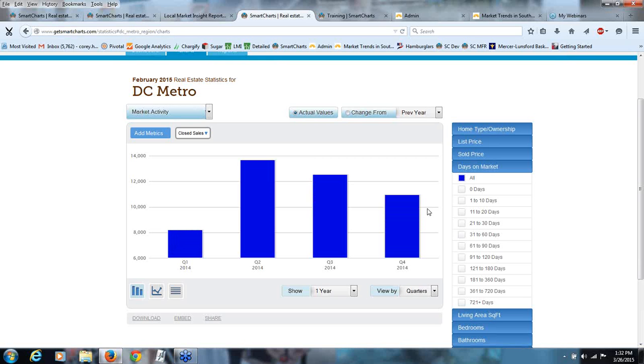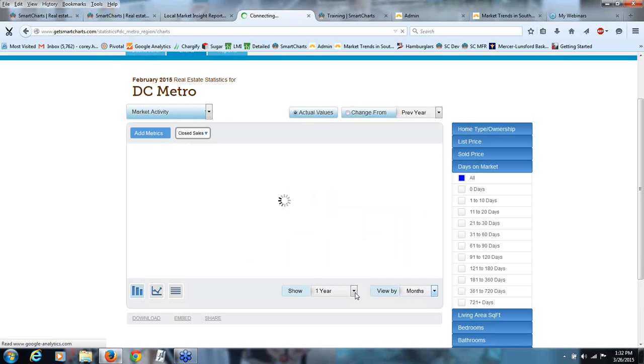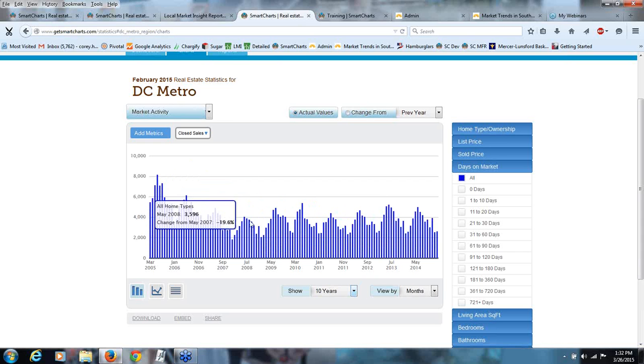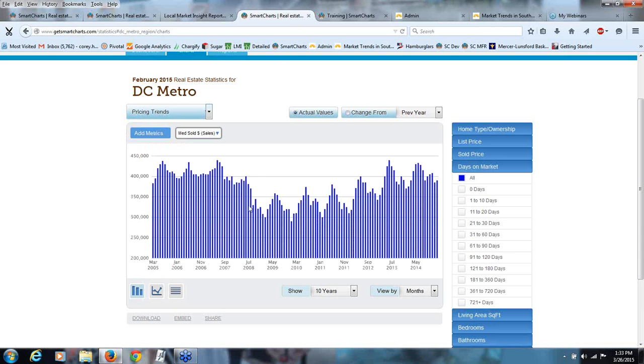If somebody comes to you and says, hey, I'm thinking about selling now, but I want to get some stuff straightened out, maybe I'll wait until November, that'll give me a chance to get everything in place, being able to show them a chart like this over 10 years helps. This is looking at sales over 10 years. Most people understand sales go up in the spring and down in the fall and winter. Pricing trends over time show spring, winter, spring, winter.